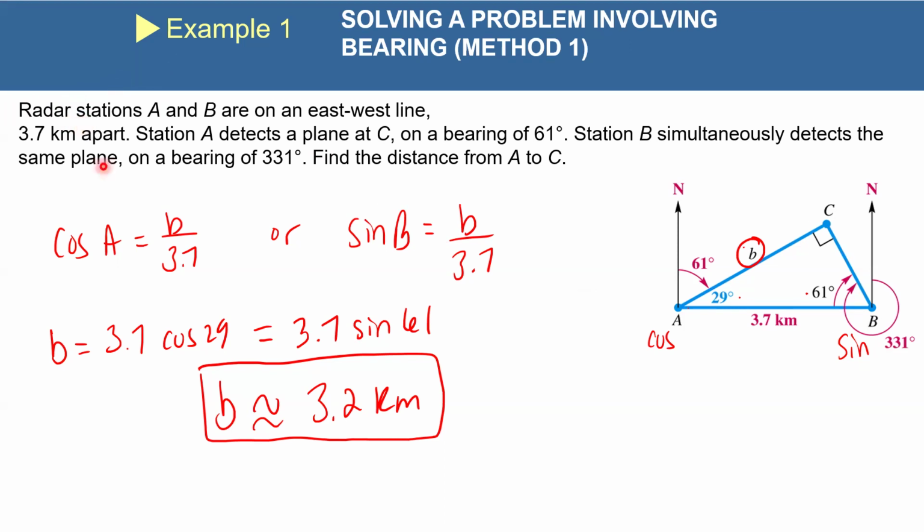Okay, so we drew the picture from A to B, labeled it 3.7 kilometers. We found the north at A and went 61 degrees bearing. And that lets me know that's how far C is from there. Then we went to B. We found the north at B and we went 331 degrees bearing. And we found that that's where the plane is from there. We connected to make a triangle.